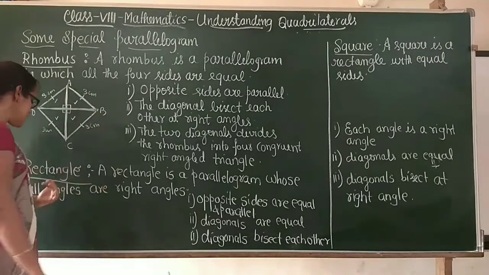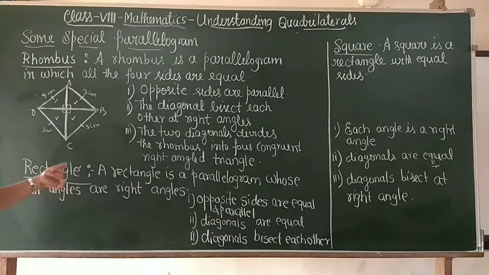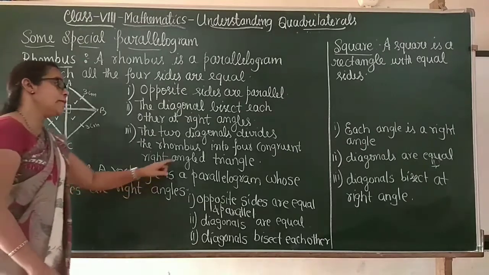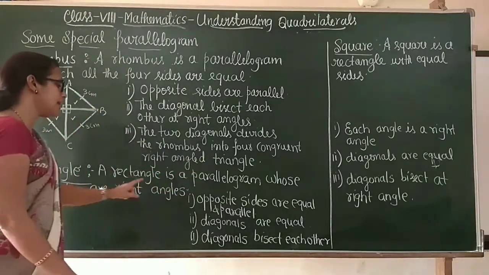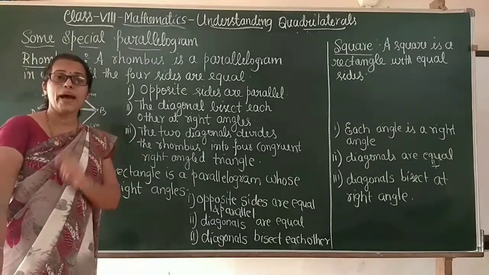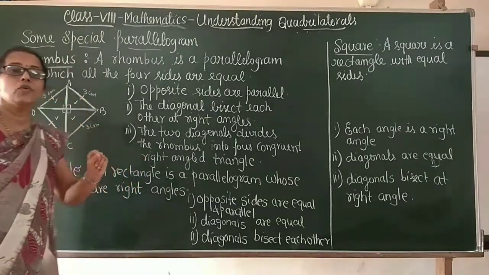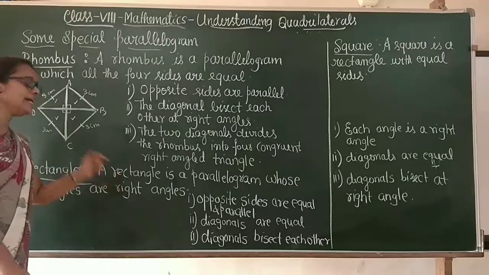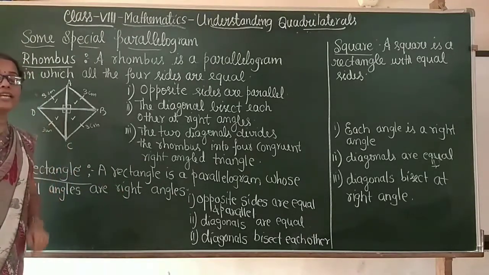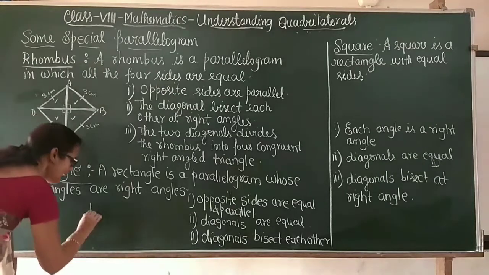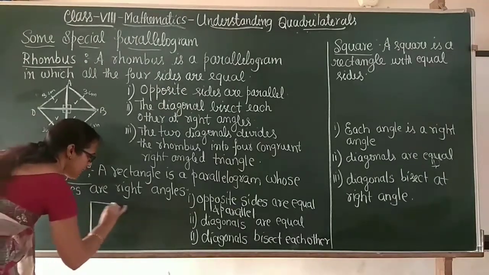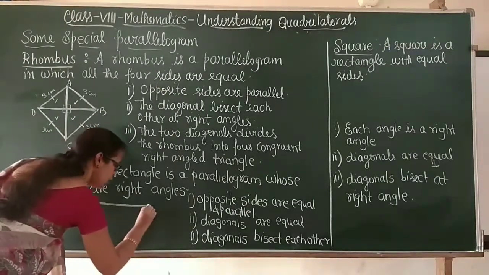So now the next one we have to learn is about the rectangle. What is a rectangle? A rectangle is a parallelogram whose all angles are right angles. It's a parallelogram, but in a general parallelogram, all angles are not right angles. But in a rectangle, what happens? See how to draw the rectangle, children. All of you draw.